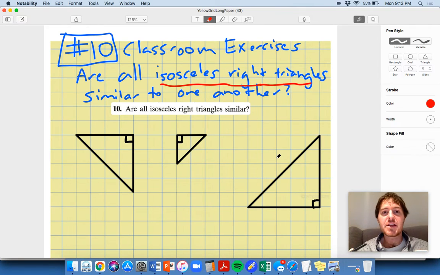Now, in the lesson video, when I was doing the classroom exercises, I did number 10 here, which is, are all isosceles right triangles similar to one another? And I really kind of struggled in that problem. If you saw that one, I was like, how do you figure this out? How would you know this? And I had to break it down and I settled on an answer.